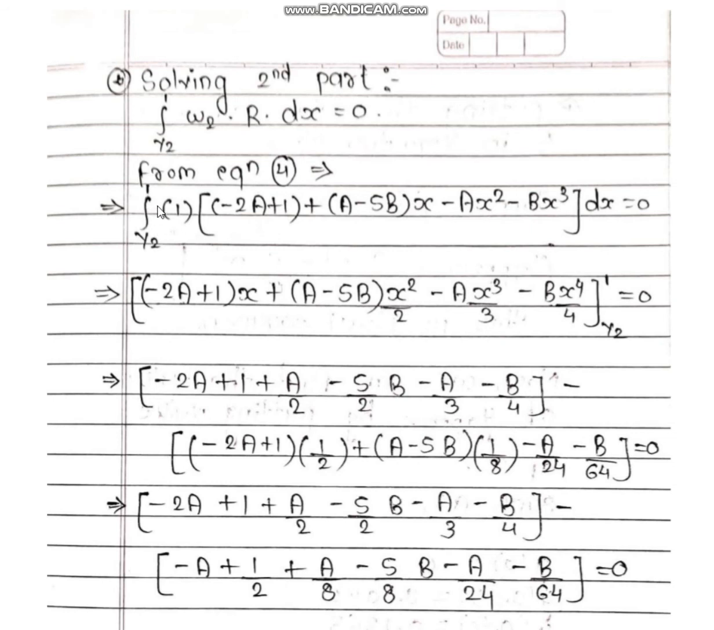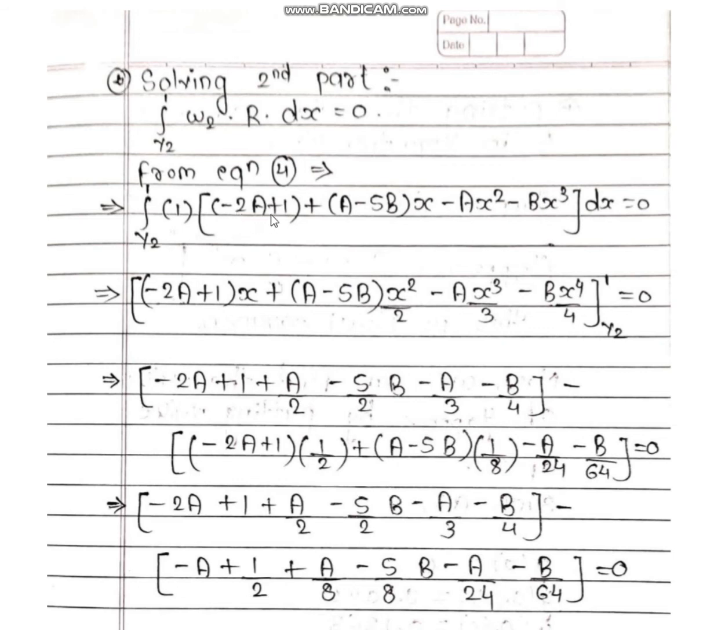Similarly, we integrate here, and we have written the limit 1 by 2 to 1. The limit of the second part we have written as 1 here, and from equation number 4 we have written the value of residue, and equated it to 0. Now we have to do the integration of this equation.